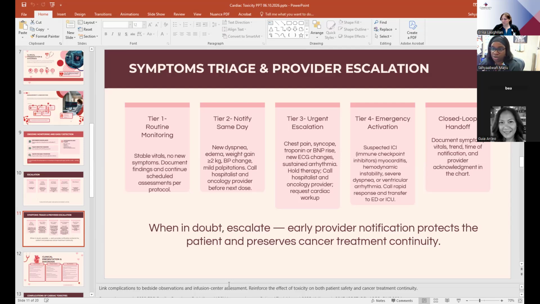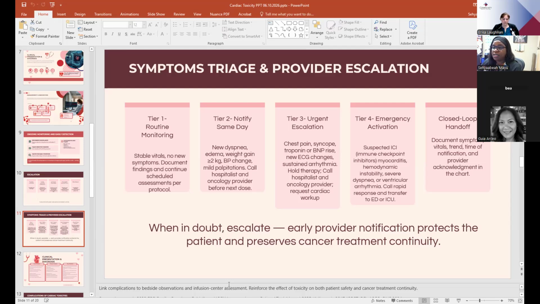Tier 3 is urgent escalation. So they are having chest pain, syncope, elevated troponins, BNP rise, ECG changes, sustained arrhythmia. This is where, again, we're talking with both hospitalists and the oncologist to either hold the treatment or maybe dose modify. Here we'll also request a cardiac workup for that patient.